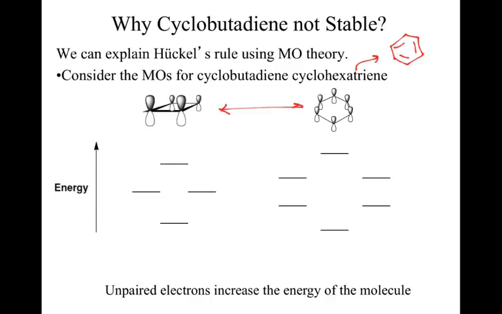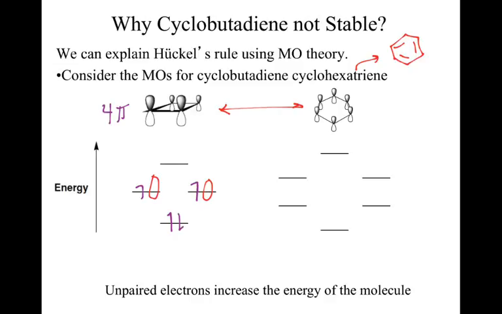If we were to go through and look at how we would fill our electrons, in cyclobutadiene there are 4 pi electrons, so I want to put them into my orbitals. I'll put them in the lowest energy first, then I'll move to the highest energy. Interesting: my highest energy electrons are unpaired, which means there is an empty space where I could place an electron. They are asking for electrons. That could explain its reactivity.